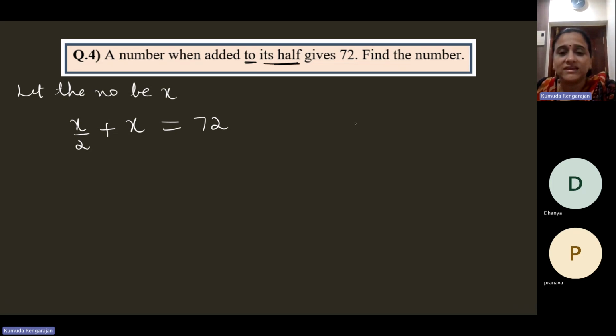Because addition is commutative, x plus x by 2 will also give you the same answer. But the understanding is that you write it in the order the information is given in the question, interpreting the information in the correct way and writing the equation in the same way. Though x plus x by 2 and x by 2 plus x do not make a difference to the answer, it's still nice to write it like this because it means you've understood the question correctly.